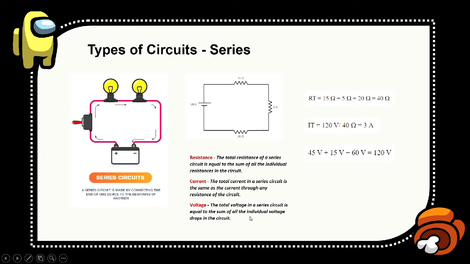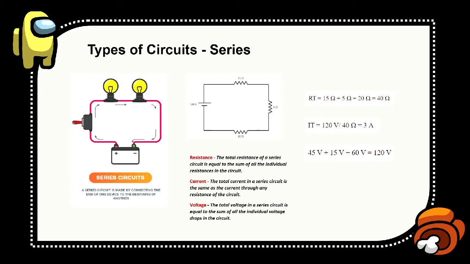For the voltage, the current passing through each resistor establishes a potential difference across each individual resistance, which is called the voltage drop. Remember, the greater the value of resistance, the higher the voltage drop across that resistor. Therefore, we need to use Ohm's law to determine the voltage across each resistor, or the voltage drop.